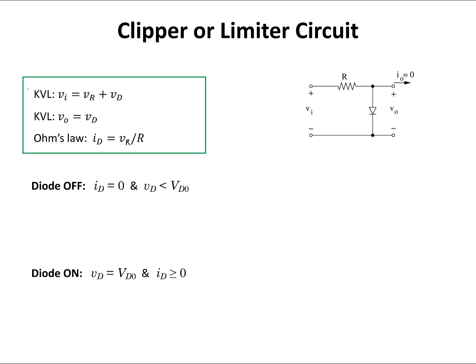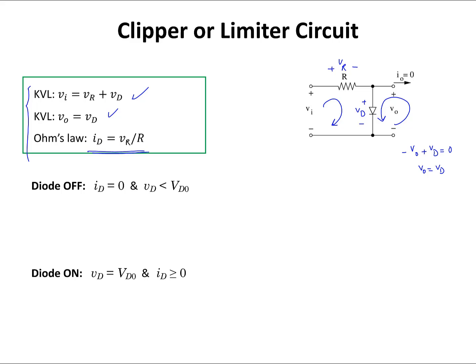Here are the KVL equations that I wrote for this circuit and the Ohm's law for the voltage across the resistor. So this is my VR and this is voltage across the diode. Using the KVL in the main loop, I have VI equals VR plus VD. Also, I can write another KVL in here that tells me minus V out plus VD equals 0, which tells me that V out is equal to VD. Also Ohm's law for the voltage across the resistor is provided here.